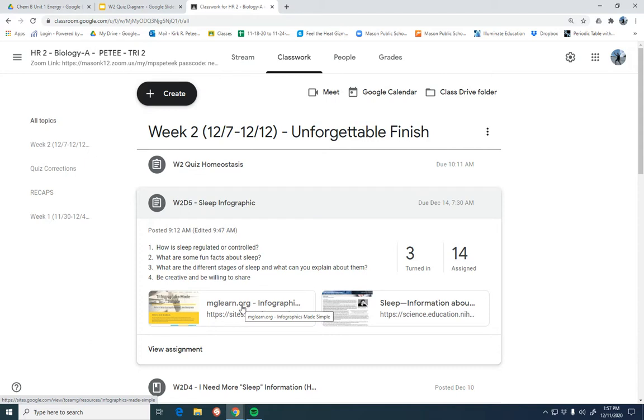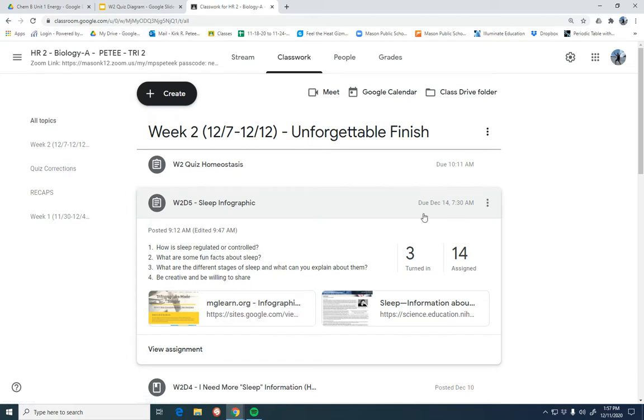The key questions they need to answer are: how is sleep regulated or controlled? What are some fun facts about sleep? What are some different stages of sleep and what can you explain about them? Be creative and willing to share your infographic. So that is an assignment that is due by Monday, 7:30.